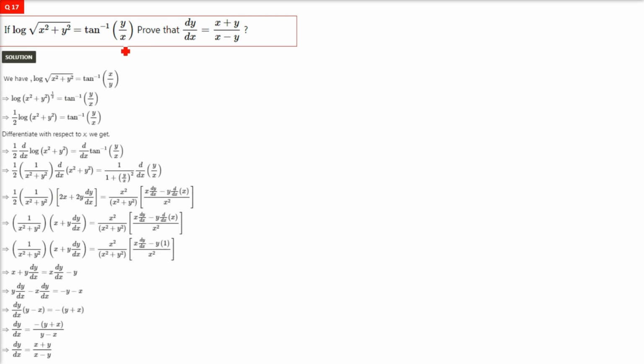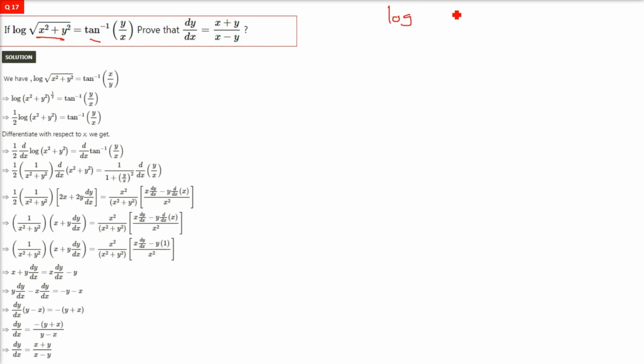Next, we have a log on one side, tan inverse on the other side, and for those who just want to do it by themselves, there is a reference being given, and for those who want to understand, let us see how it will be done. So it's a very straightforward question. If you know the differentiation of log and tan inverse, it's very straightforward.